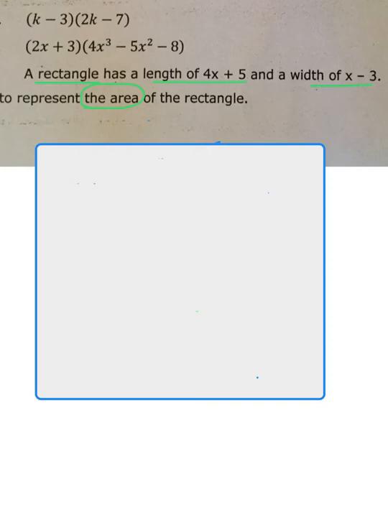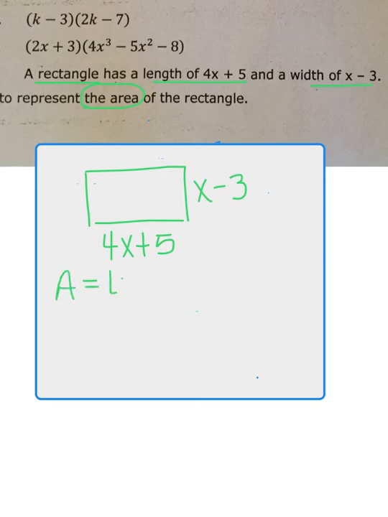So the first thing I would do is to draw that rectangle. Just sketch one, it doesn't have to be perfect, and one side is going to be 4x plus 5 and the other side is going to be x minus 3. And we want an expression that represents the area. Well, to find area, you're just going to multiply the length times the width. So I'm going to multiply 4x plus 5 times x minus 3. And you guys know how to do that. We're going to do FOIL.